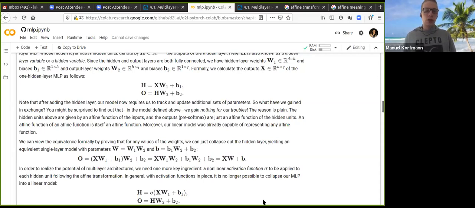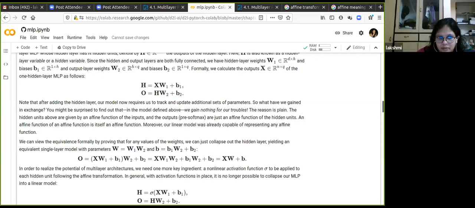We can view the equivalence formally by proving that for any values of the weights, we can just collapse out the hidden layer, yielding an equivalent single layer model with parameters W equals W1 W2 and bias B1 W2 plus B2. Because the second bias is influenced by the hidden layer. Is that correct? Yeah, correct.